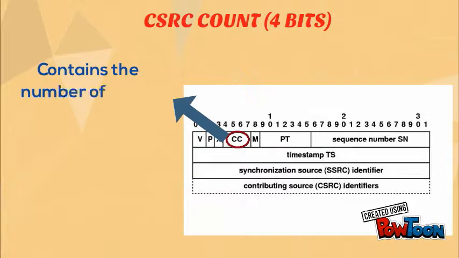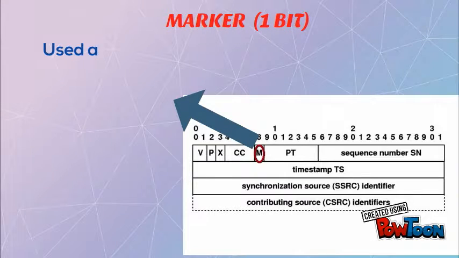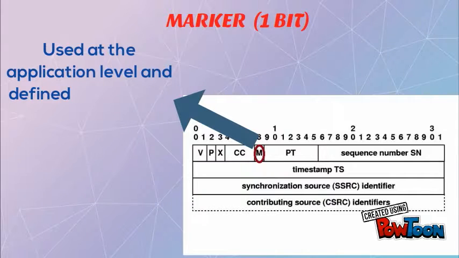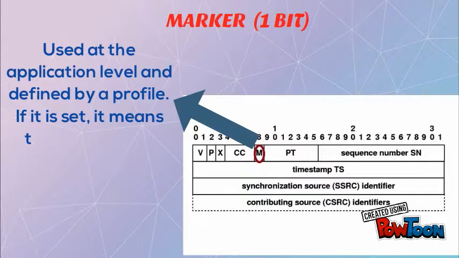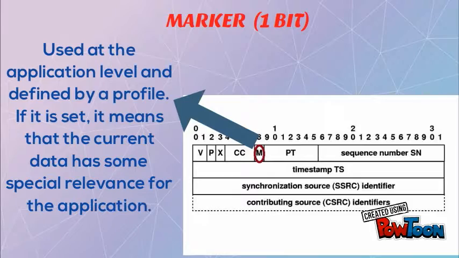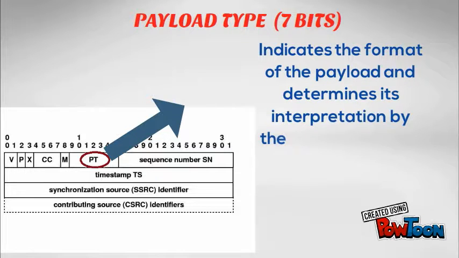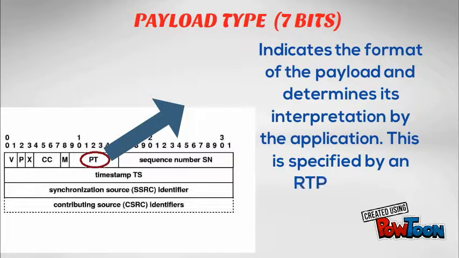The contributing source field, CSRC count, contains the number of CSRC identifiers that follow the fixed header. The marker field is used at the application level and defined by a profile. If it is set, it means that the current data has some special relevance for the application. The payload type indicates the format of the payload and determines its interpretation by the application. This is specified by an RTP profile.